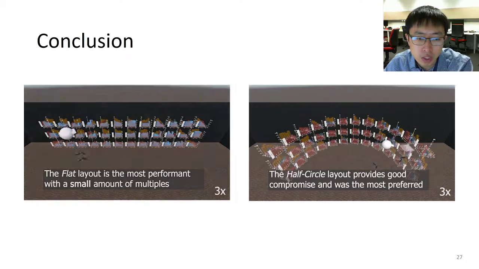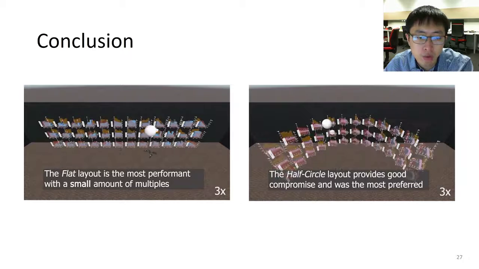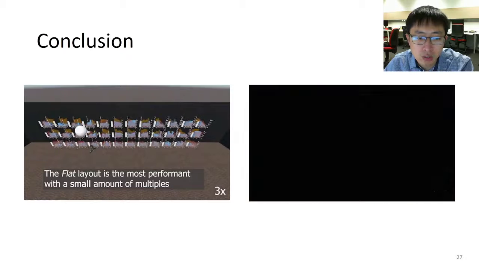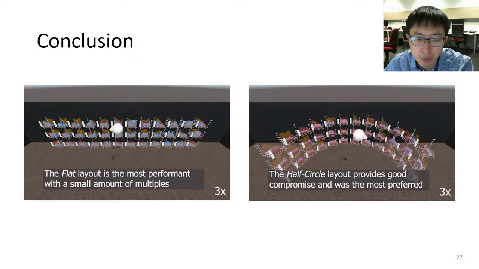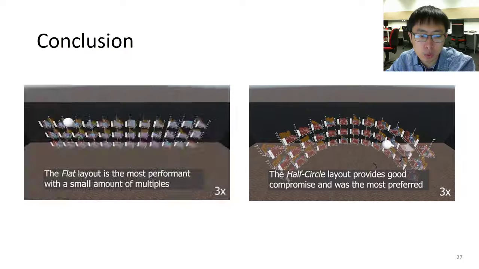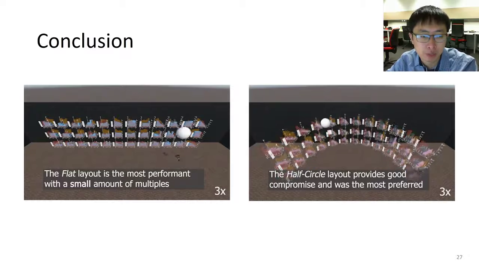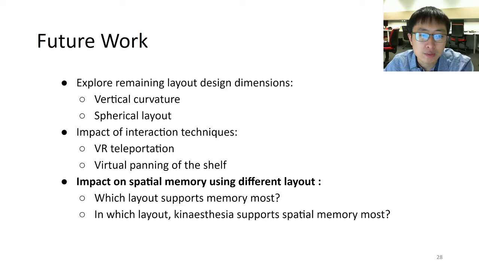It was also an issue that full circle made getting an overview at a glance difficult. On the contrary, the flat layout allows users to easily obtain an overview of all the multiples, but it requires too much walking. Regarding all these issues, the half circle provided a good compromise and was preferred by participants. There is future opportunity to more thoroughly explore the curvature design space, for instance, vertical curvature and a spherical layout.